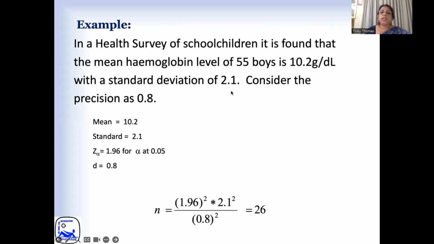Okay. Now, based on this, I want to calculate sample size. Again, the same question: 95% confidence interval. How much is the error margin? The error margin I'm permitting is 0.8 grams per deciliter. So for such an error, what is the sample size that is required? So I go back to my Statulator. I hope all of you can follow me on that.